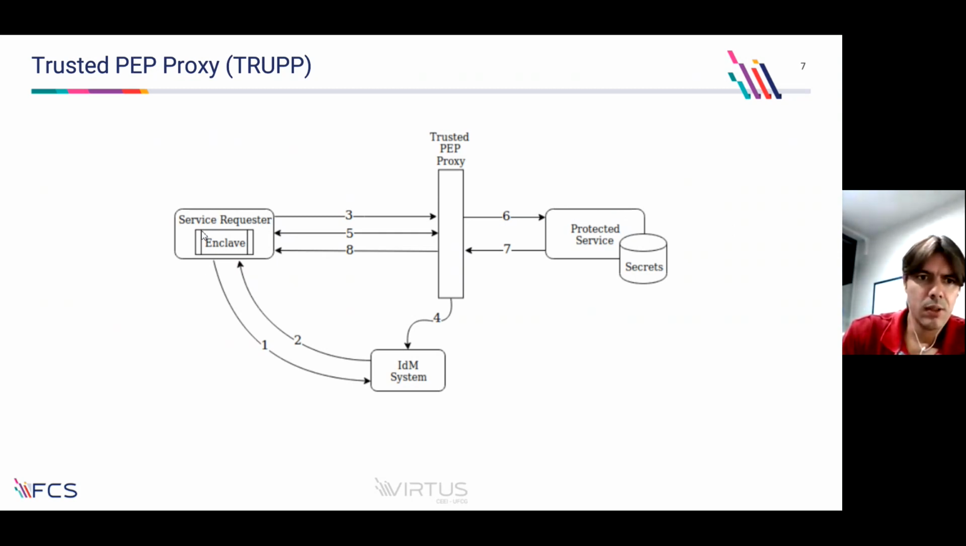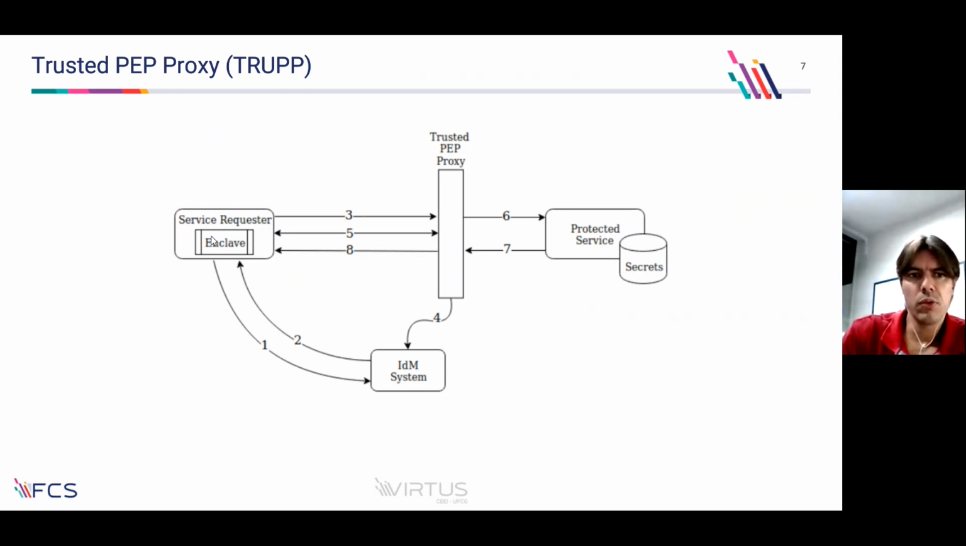Remember that I said that the isolated and protected region is called an enclave. So the consumer has an enclave. It runs inside a trusted execution environment. We have a trusted PEP proxy here, the TRUP, and we have the protected service here on the right side. Here we have the identity management system.